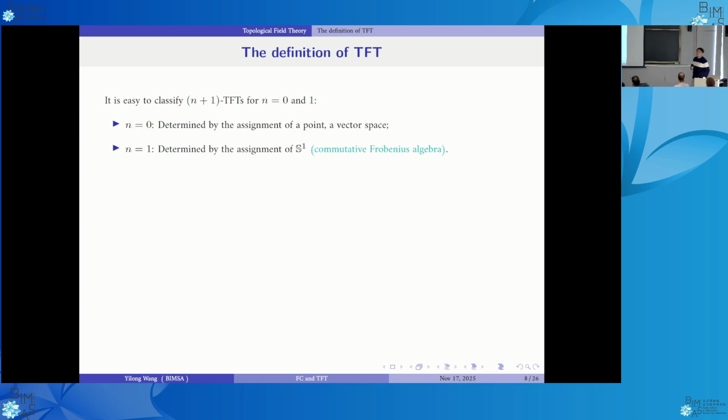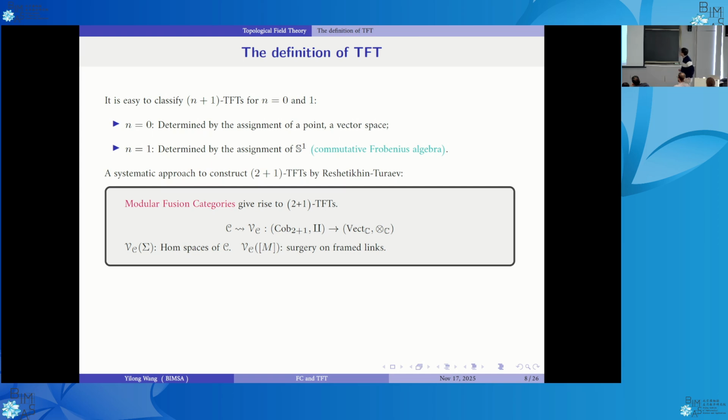But when n equals 2, things are getting more complicated. We still don't know a complete classification of TFTs. But there is a very important systematic way to construct 2+1 TFTs by Reshetikhin and Turaev. They propose that if I have some kind of algebraic input, called a modular fusion category, which we will introduce later, it gives rise to 2+1 TFTs.